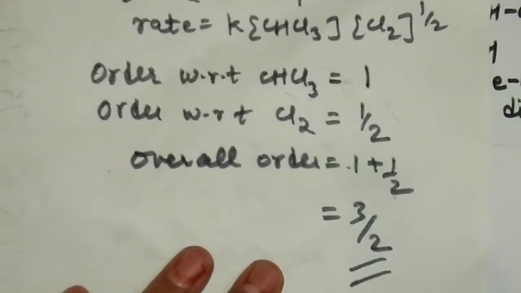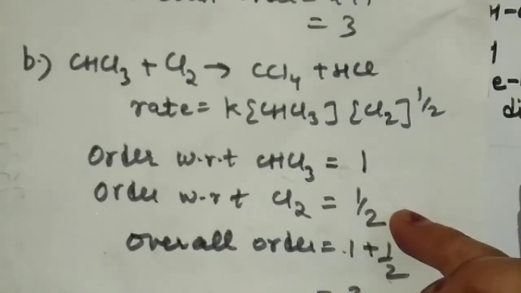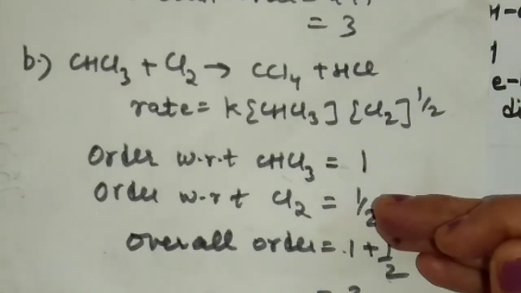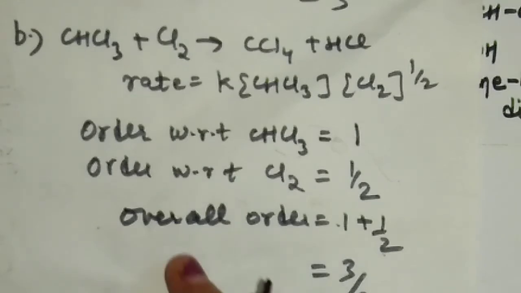It is fractional. And we have seen order can be an integer or it can be fractional. Order with respect to each reactant we have calculated. जो भी each reactant का आंसर आता है उनको प्लस कर देना है to find out the overall order of the reaction.